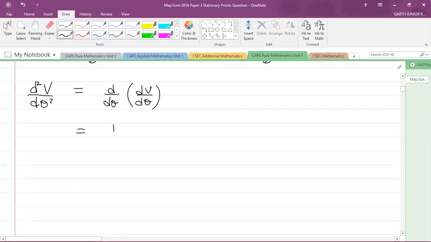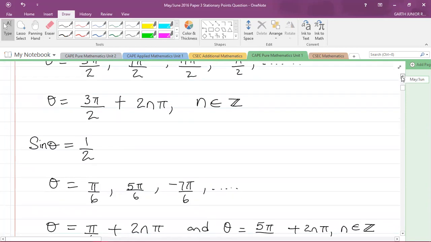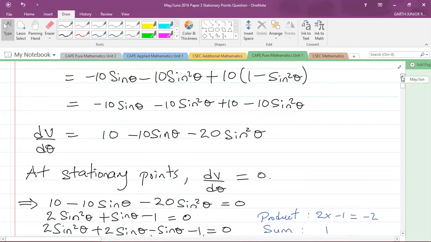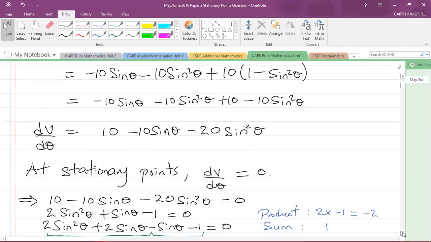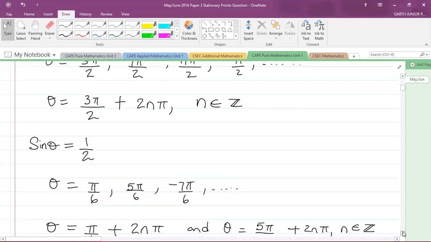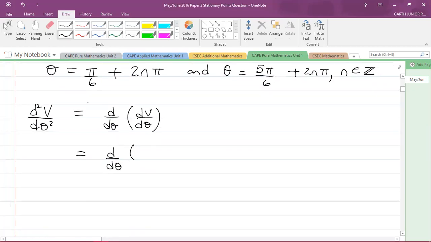This is now equal to d by d theta of, let's go back up here. We got dv by d theta to be 10 minus 10 sine theta minus 20 sine squared theta. Let's write that in here. So that's 10 minus 10 sine theta minus 20 sine squared theta. Good. I'm now going to differentiate each term with respect to theta.